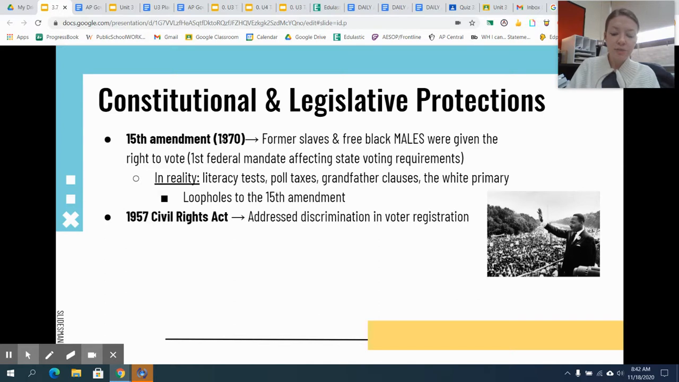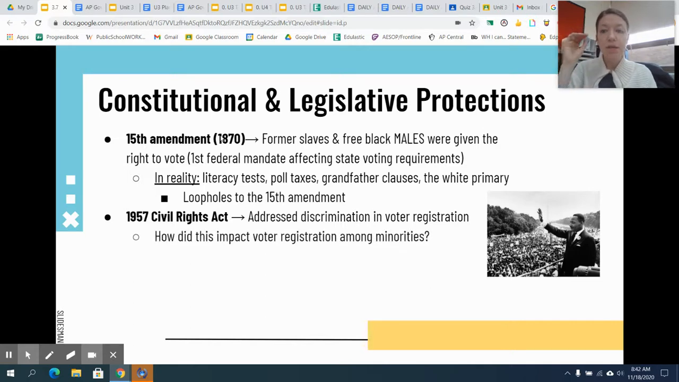Now, in 1957, we see the first act or bill since Reconstruction after the Civil War that is going to address discrimination in voter registration. And what we see is that this had a significant impact in increasing voter registration among minorities. So prior to World War II, in the southern states, only about 3% of minorities, African Americans, were registered to vote. After this act, we see that jump anywhere from 6% to 66%.